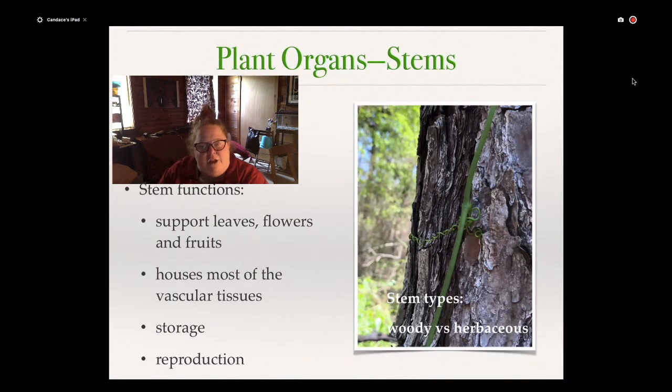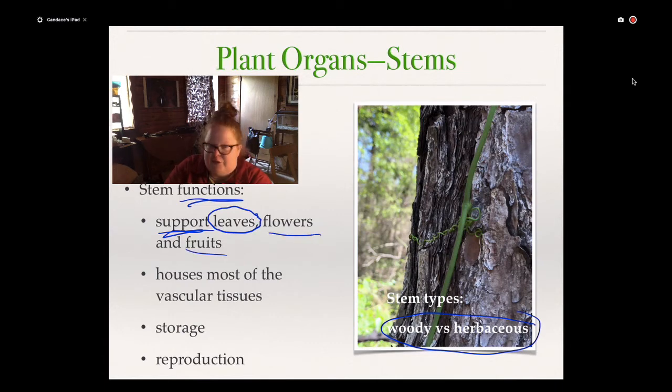All right, so now let's talk about stems. We talked about this idea of woody and herbaceous stems in our last video. So that's a difference that you should already know in terms of angiosperms. The function of a stem is to provide support. And for all plants, it's going to support leaves. And for angiosperms, it's going to also support flowers and fruits. But not all plants have those.